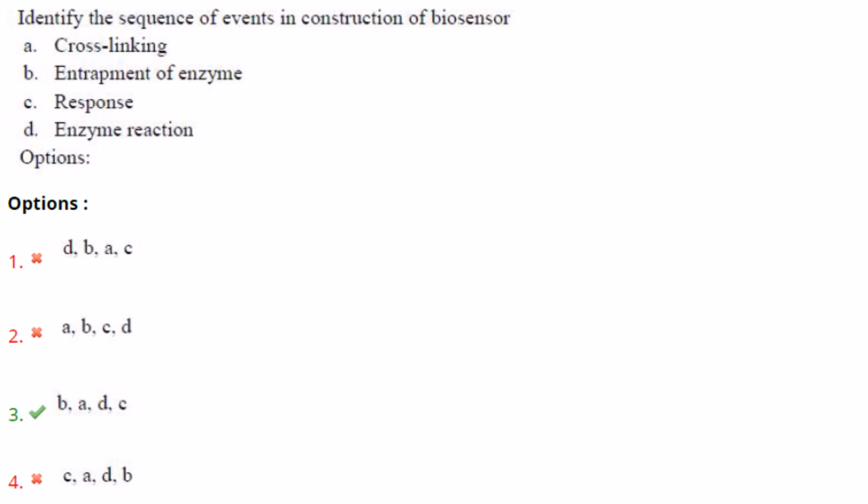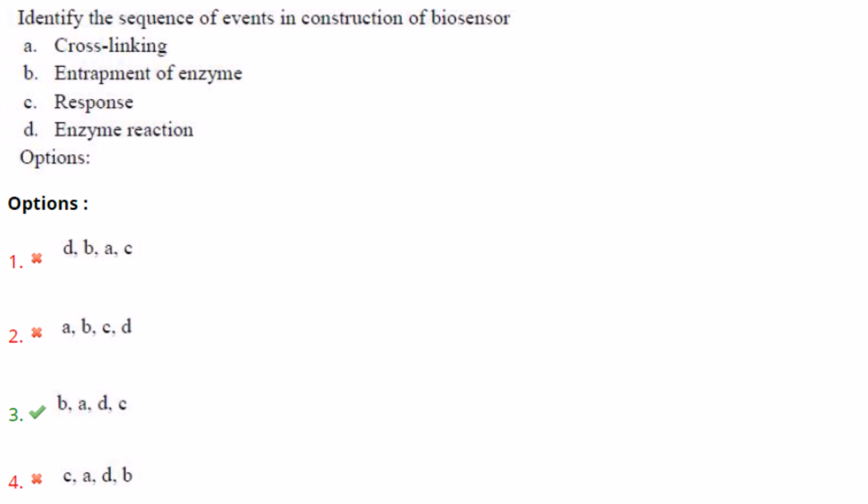So the first will be the entrapment of the enzyme. So you have to isolate the enzyme. Now for glucose biosensor, usually glucose oxidase is the enzyme that you isolate and you immobilize the enzyme in a particular matrix so that the enzyme will stay there intact. Then next is the cross linking.